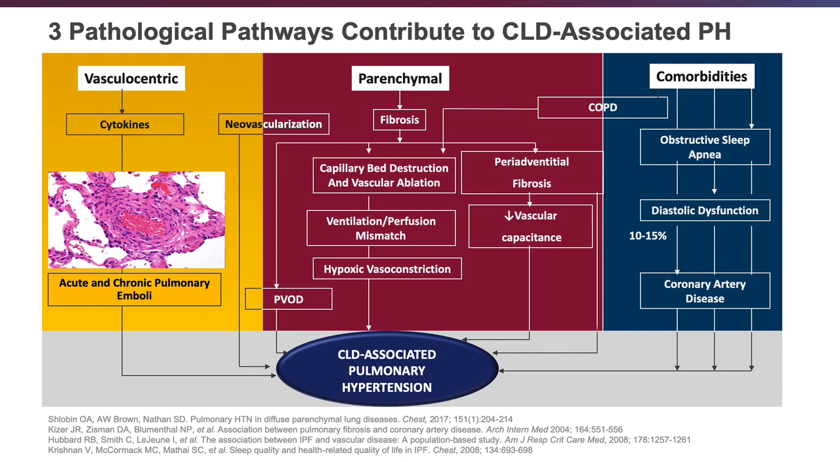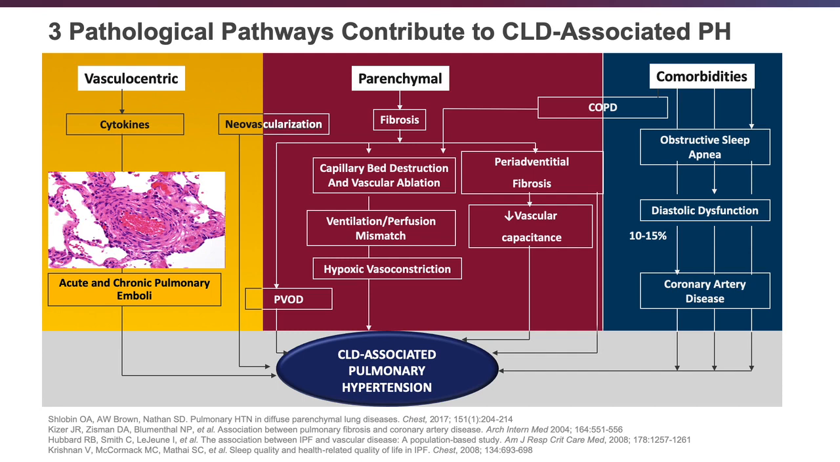In the center of the slide, there is a parenchymal pathway that summarizes all of the ways that can contribute to development of pulmonary hypertension. Obviously the first and the most important one would be capillary bed destruction and ablation of vasculature. Neovascularization, or formation of new vessels, would go along with that. Anytime there is a destruction of vasculature and capillary beds, there is ventilation perfusion mismatch that happens on a local level, which causes hypoxic vasoconstriction.